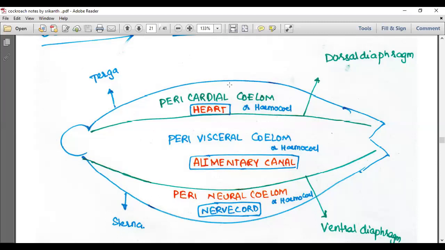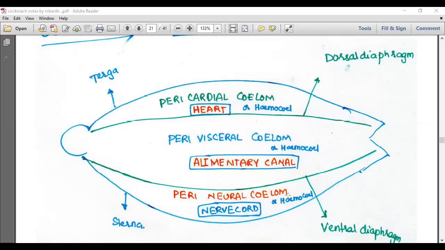This hemocoel is now compartmentalized into three parts. Because of what? See this dorsal diaphragm, ventral diaphragm. Diaphragm means a septum which separates the body cavity, like a wall in a room: a particular hall is separated by a wall which makes it into rooms, isn't it? Likewise, two walls are there, diaphragm we say, septa we say. One is on the dorsal side and one is on the ventral side.